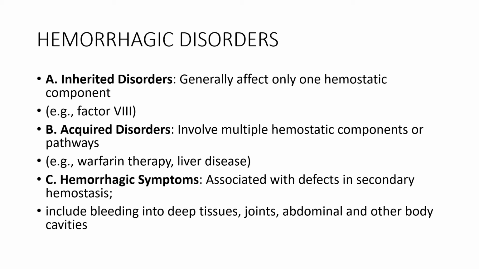Aside from thrombotic disorders, we're also going to talk about hemorrhagic disorders or conditions that lead to bleeding. These can be inherited or acquired. Inherited disorders are those that may be related to the genes, for example, factor 8. If it is acquired, it may involve many components or pathways like warfarin therapy, heparin therapy, or liver disease. The symptoms that are associated with defects in secondary hemostasis include bleeding in the deep tissues, the joints, the abdomen, and other body cavities.